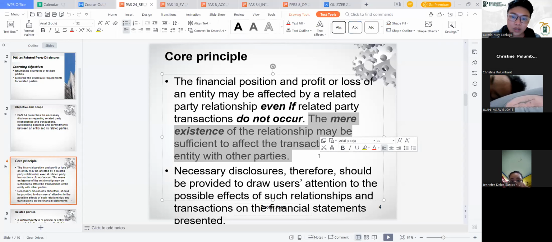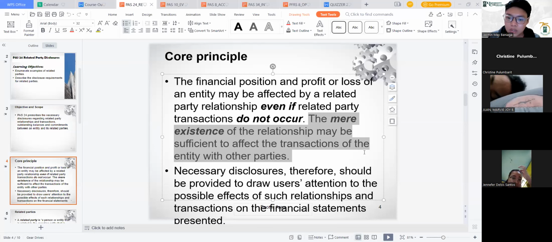Ito, as I mentioned, ito yung in-explain ko, the mere existence daw of the relationship may be sufficient to affect the transactions of the entity with other parties. So, kahit wala daw business transaction, walang journal entry pertaining to related parties, if there are existing related parties, please take note it should be enough to disclose such in the notes to financial statements. Ganun lang naman yung lagi so far sa CFAS.